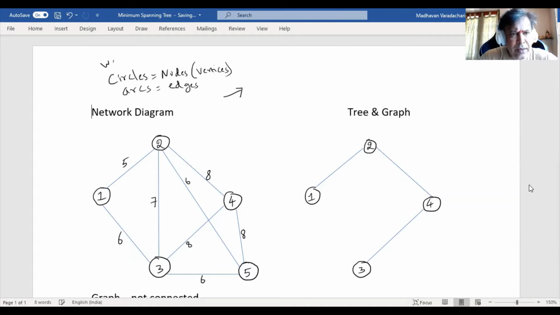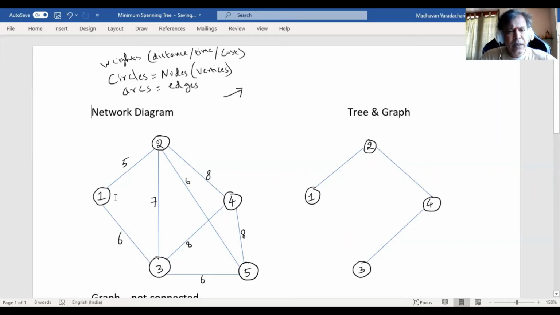These weights can be distance, depending on what it is that we are drawing the network for. It may be distance, or it may be time, or it may be cost. So that means for any of this, distance or time or cost, one will be interested in minimizing that only. So this is about a network diagram.